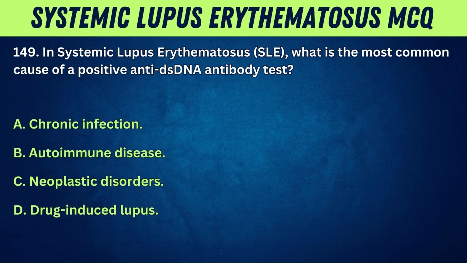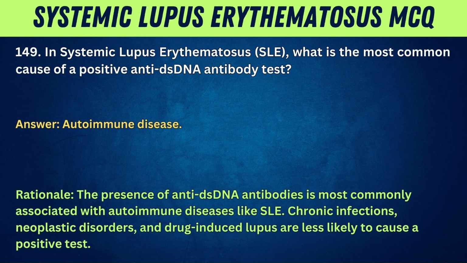149. In systemic lupus erythematosus, SLE, what is the most common cause of a positive anti-dsDNA antibody test? A. Chronic infection. B. Autoimmune disease. C. Neoplastic disorders. D. Drug-induced lupus. Answer: autoimmune disease. Rationale: the presence of anti-dsDNA antibodies is most commonly associated with autoimmune diseases like SLE. Chronic infections, neoplastic disorders, and drug-induced lupus are less likely to cause a positive test.